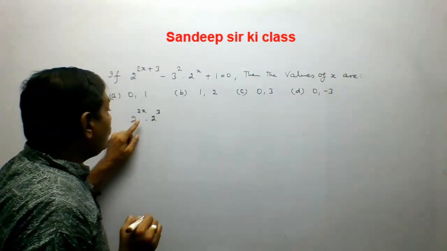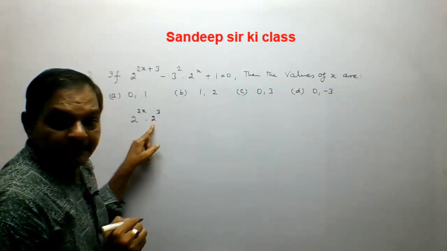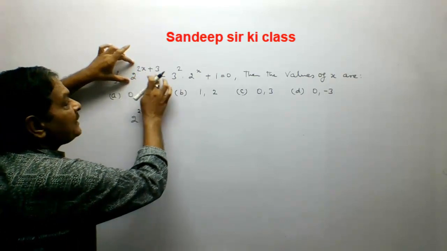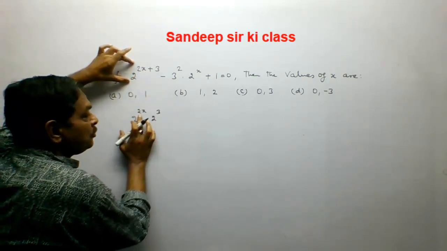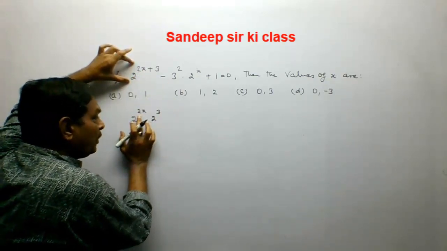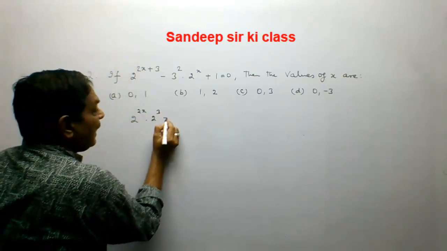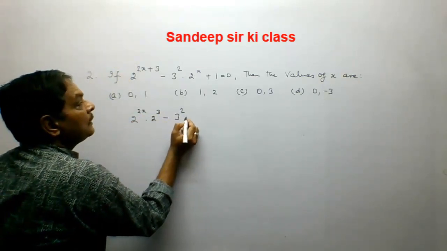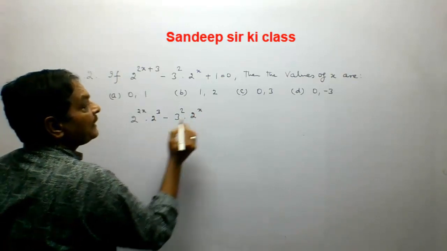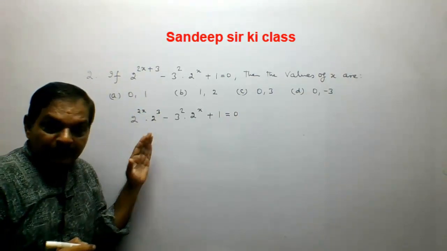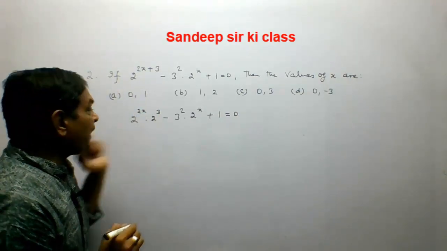Because we know that if the base is same, then the powers are added. So 2 raised to the power 2x plus 3 can be written as 2 raised to the power 2x into 2 raised to the power 3 minus 3 square into 2 raised to the power x plus 1. This is equal to 0. Equation can be rewritten in this manner.